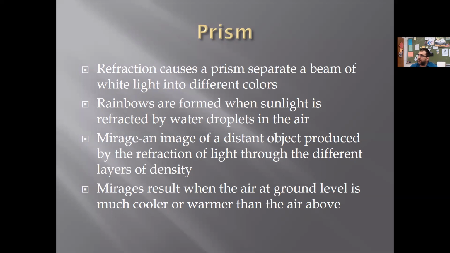That is because the light has changed speeds in different densities. It's hotter closer to the ground, so it looks like the light is traveling at a different speed. It looks like there's water there. We know there's no water or oil on the road, but our eyes and brain think that there is. So a mirage is something you see that isn't really there.